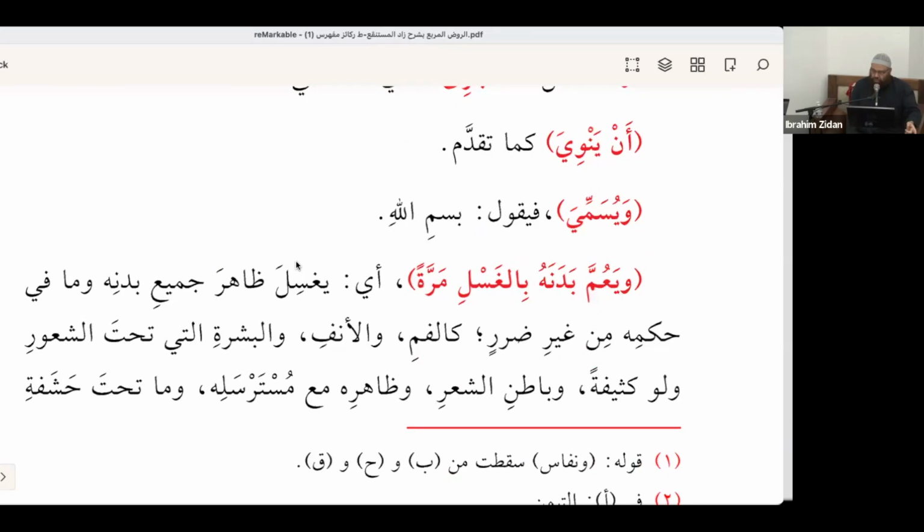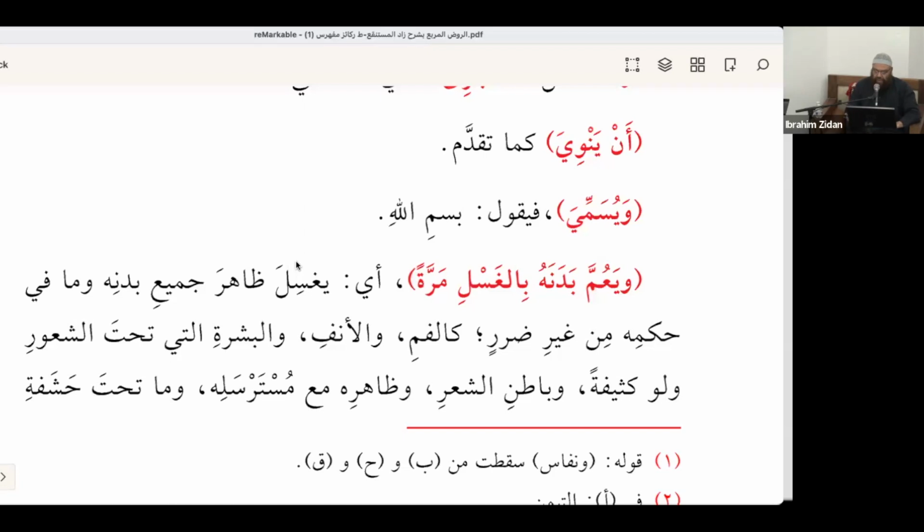That's different than wudu. In wudu, you wipe over the head. You don't wash the head, you wipe the head and not the entire hair. If someone has long hair, he doesn't have to wipe the hair, he just wipes the head back and forth, and that's sufficient. But for ghusl, if the hair is long, it has to be washed.